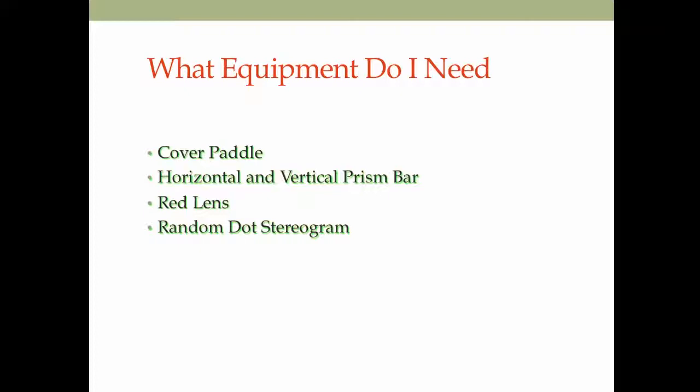To do this, you really don't need anything expensive. You need an occluder, which you have, horizontal and vertical prism bars, a red lens, a random dot stereogram, and a pair of plus minus two flippers. Not very much at all.